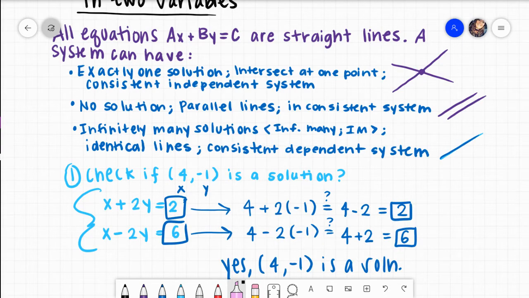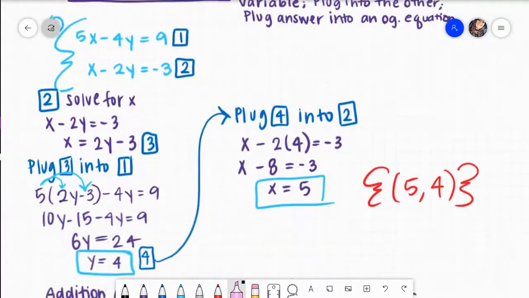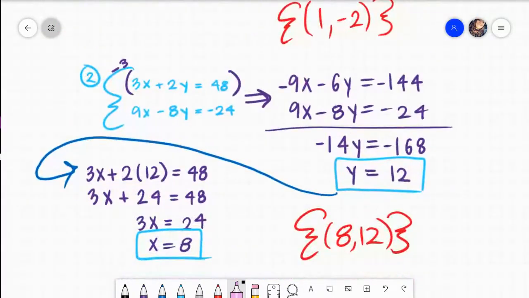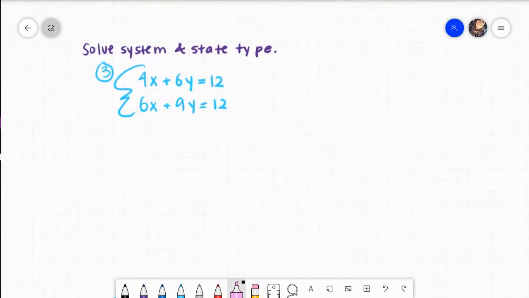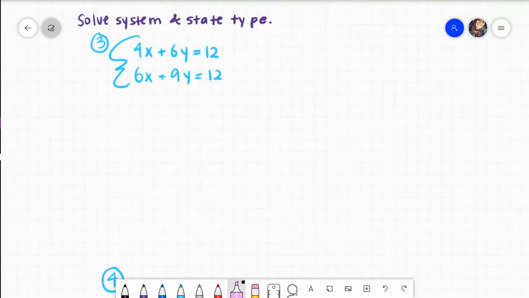Okay, so we're going to actually solve a system of equations, and we're going to be able to state the type of system that it is. So it's solve the system and state the type.